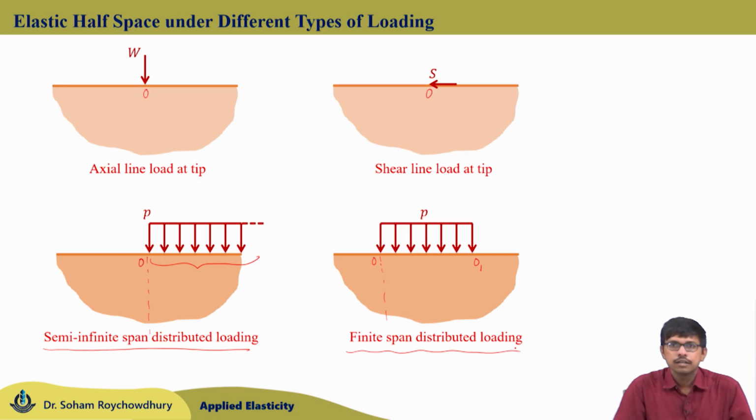So, the elastic half space may be subjected to distributed normal loading over a semi infinite span, starting from origin, where the entire one side is subjected to distributed line loading as shown in this example. Or it may be subjected to the normal distributed line loading of intensity P over a finite span from O to O1 as shown in this figure. So, in today's lecture we are going to talk about the solution of the Flamant problem when it is subjected to the distributed normal loading for semi infinite span and also for finite span.